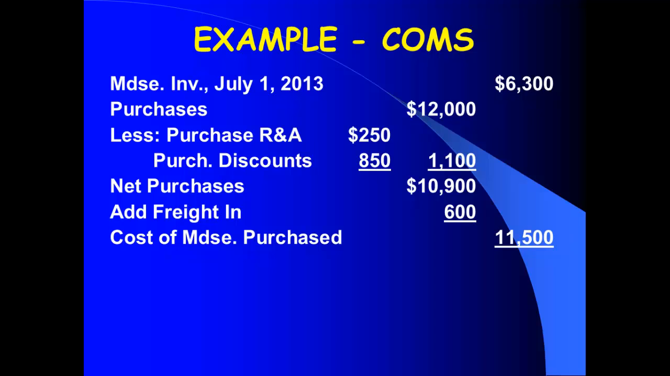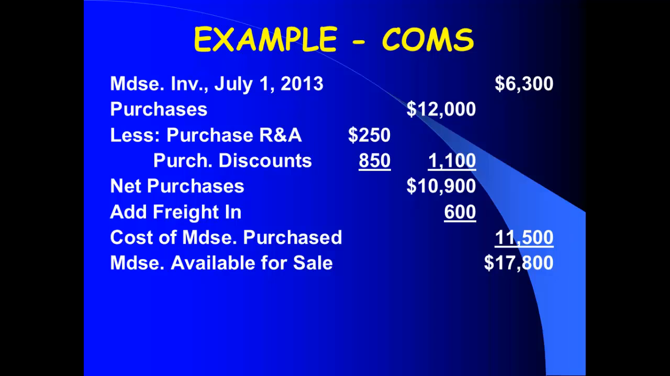So I had $6,300 to begin the year. I bought in total $11,500. That's a calculated figure. It's what I bought, minus the returns and allowances and the discounts, plus the freight cost to get them delivered to me. I had $6,300. I bought $11,500. If I had sold everything, I could have sold merchandise that cost me $17,800. Did I sell everything? No.